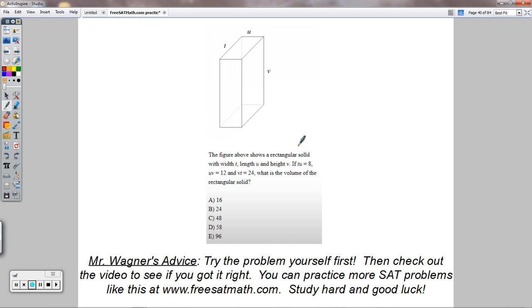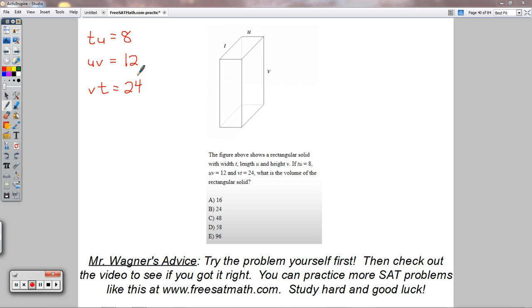If t times u equals 8, so we're saying width times length equals 8, uv equals 12, height v and length u, and vt equals 24, this times this. What is the volume of the rectangular solid? So let's write those equations down off to the side here. t times u equals 8, u times v equals 12, and v times t equals 24.